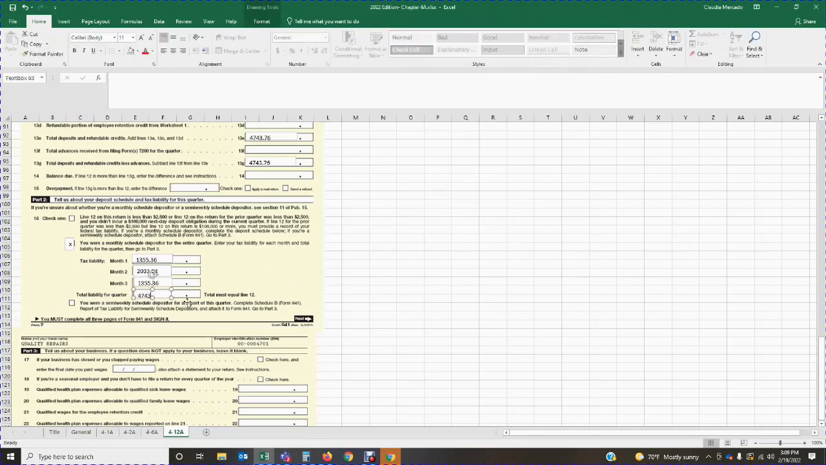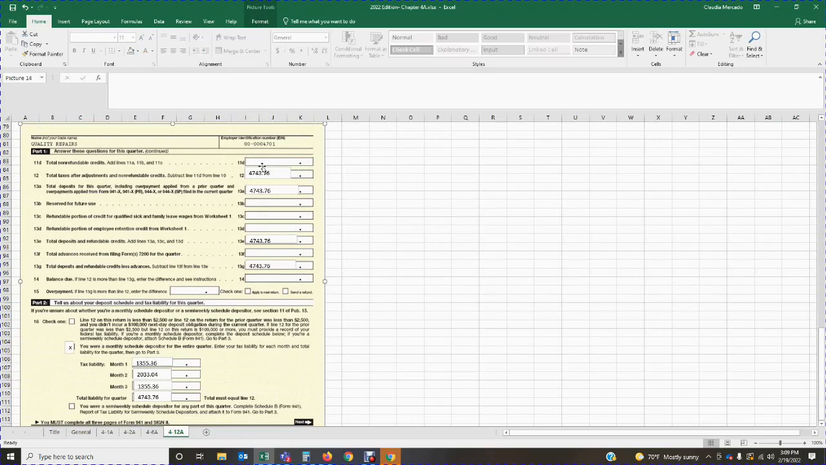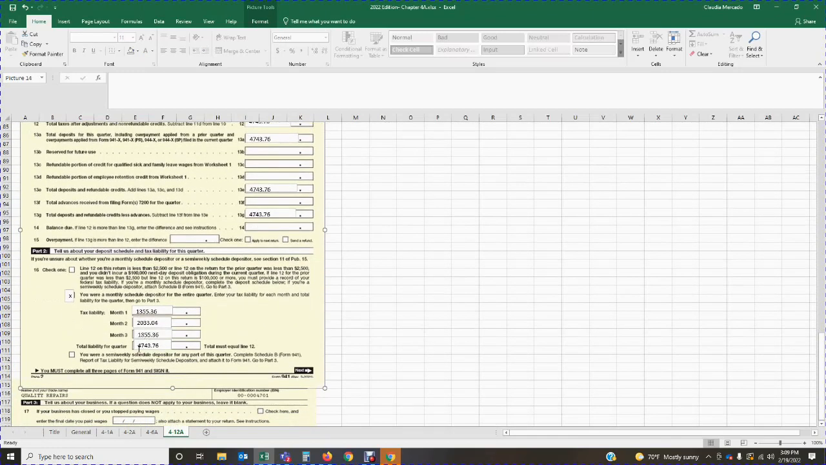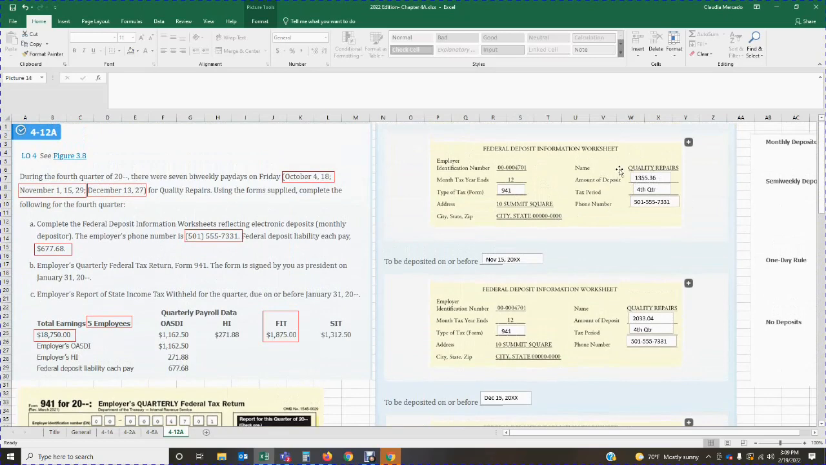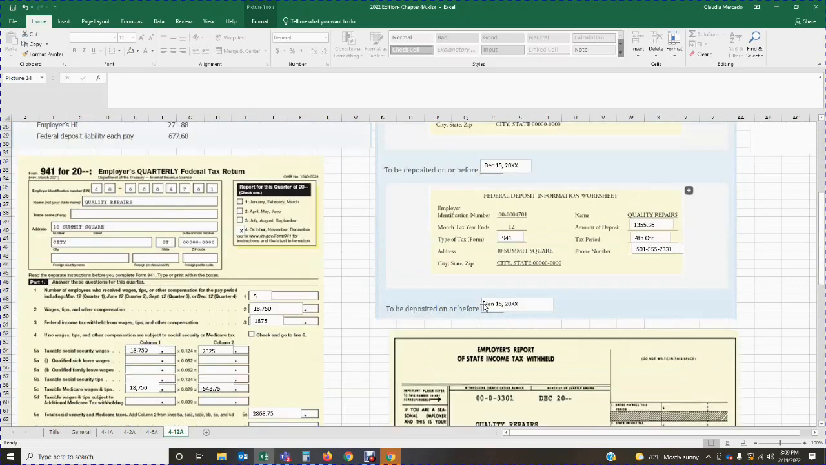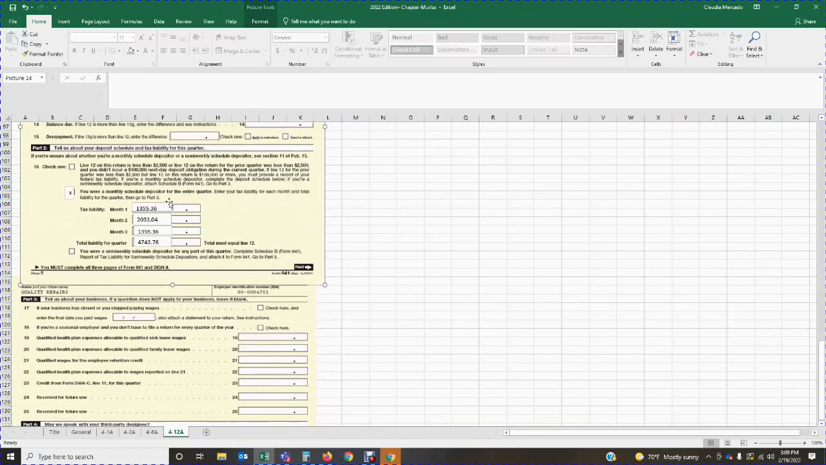Okay. Now that line item, that total for the quarter needs to equal line number 12. So let's look at line number 12. 4743.76, correct. It says the total must equal line number 12. So be very careful that that does equal line number 12. And these numbers, we had already calculated them when we did the worksheets. This is where I'm getting the numbers from: 1355.36, 2033.04, and 1355.36. Okay, so we've completed that section.